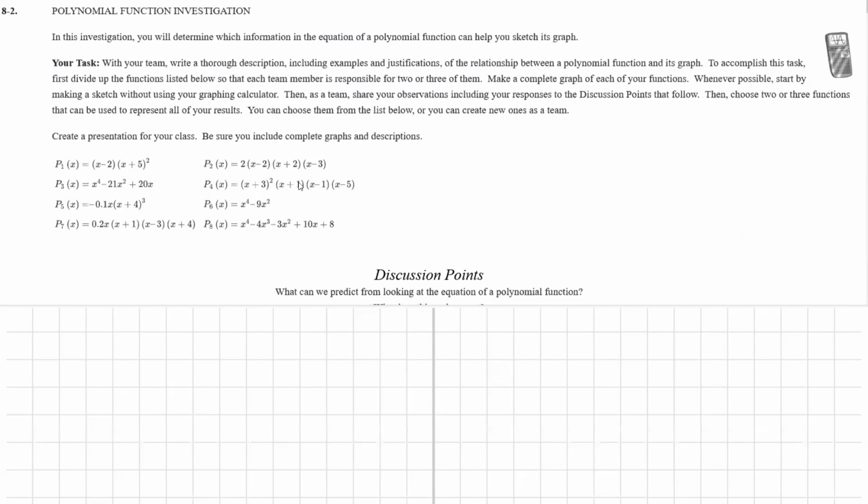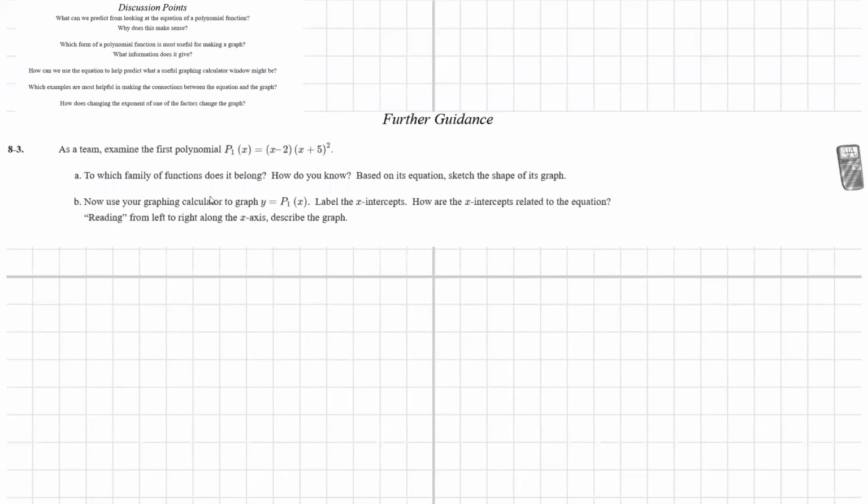Okay, so I'm going to do the first 4. You're going to do the last 4. So we're going to go on. This is on your resource page. As a team, examine the first polynomial, p1 of x is equal to x minus 2. So this just means polynomial 1, and then there's p2, which is polynomial 2. p3 is polynomial 3. We have 8 of them for this problem, so that's all that p1 means. It's the first polynomial of x.